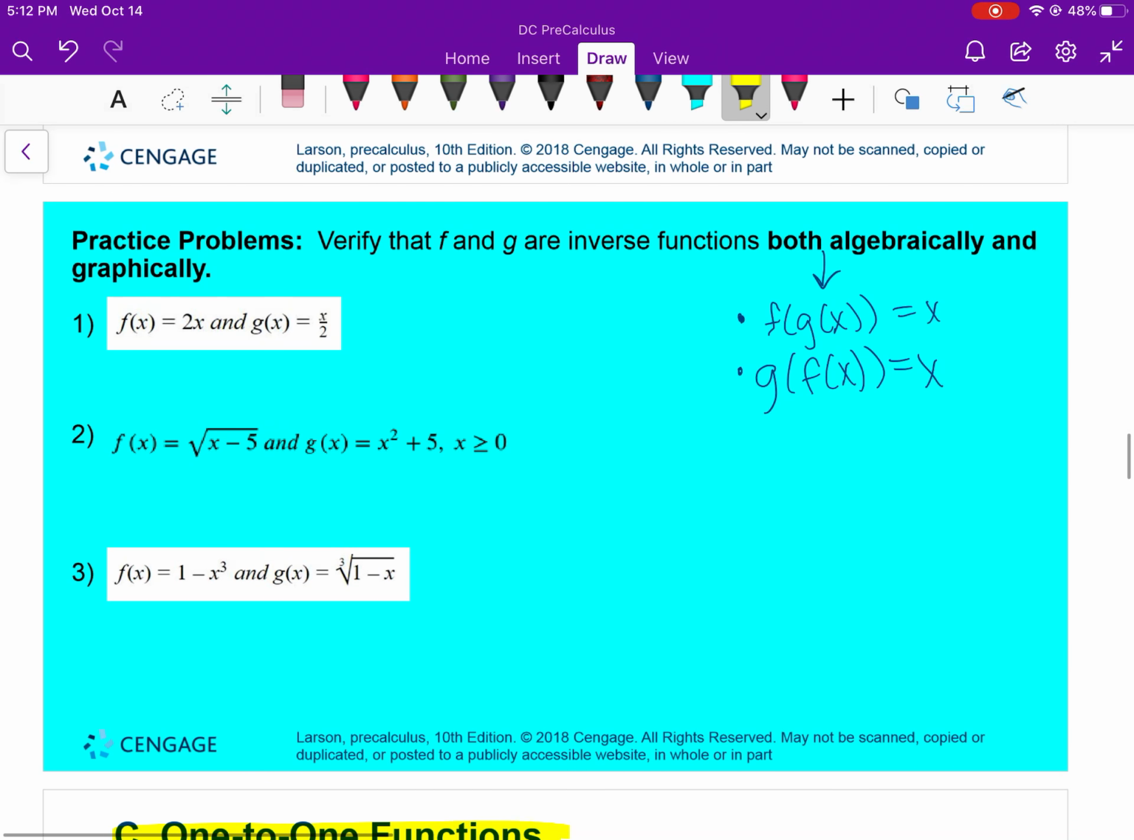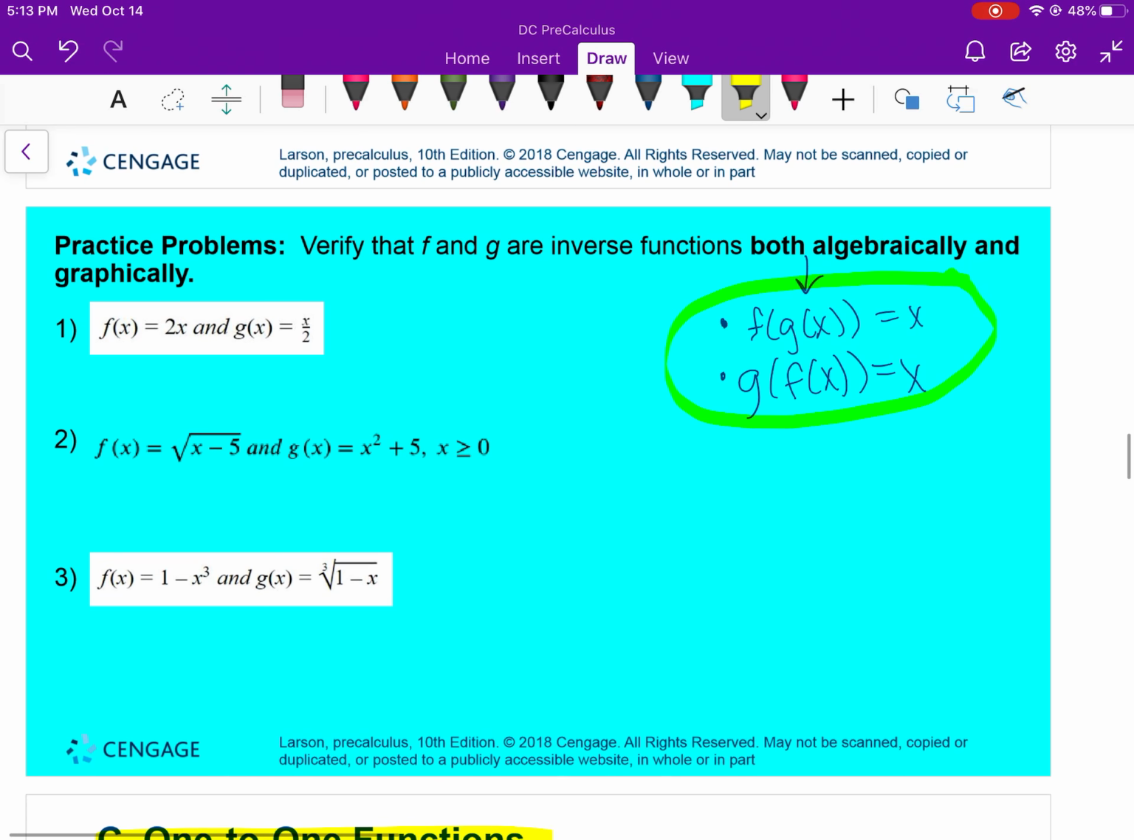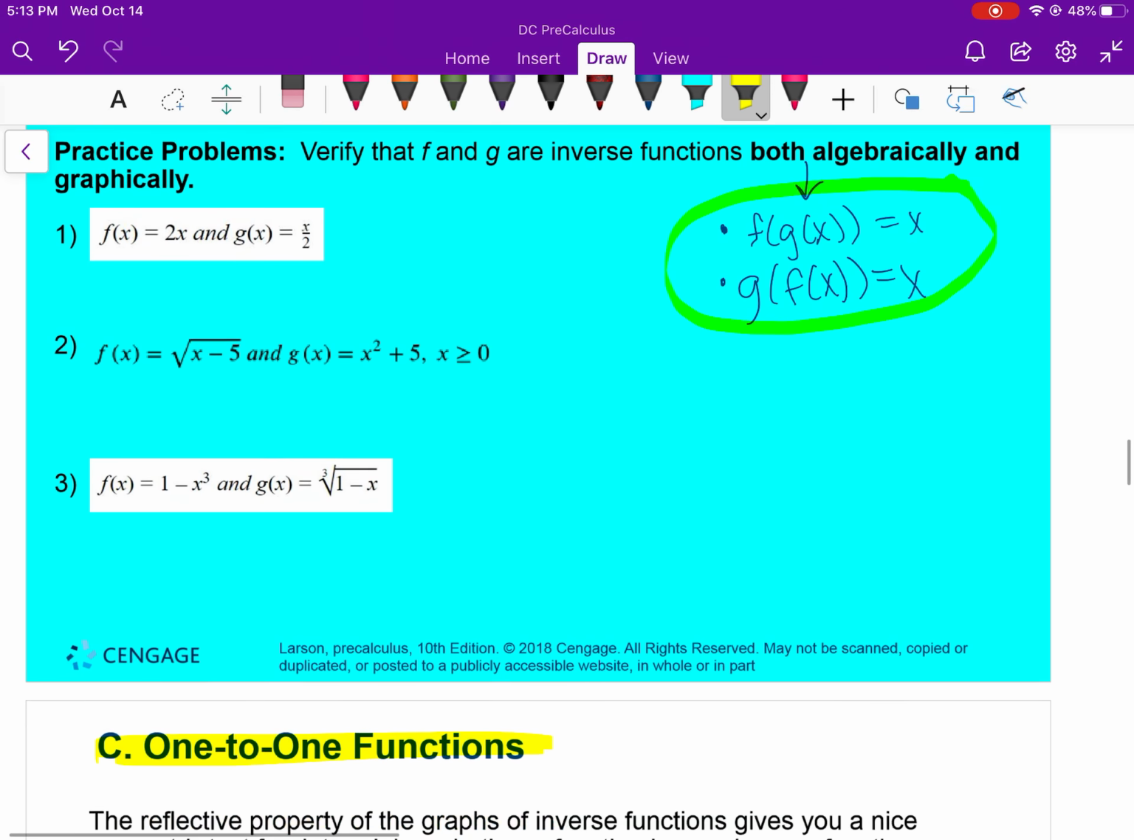We talked about these practice problems, that if you're going to show algebraically and graphically, the algebraic side is showing that your composites equal x, and then of course the graphing looks just like what we did up here. The two functions on one grid with y equals x right in the middle.